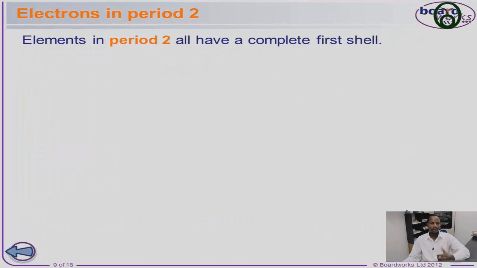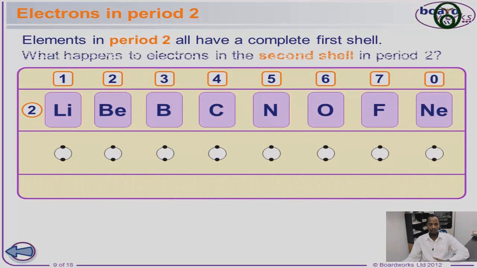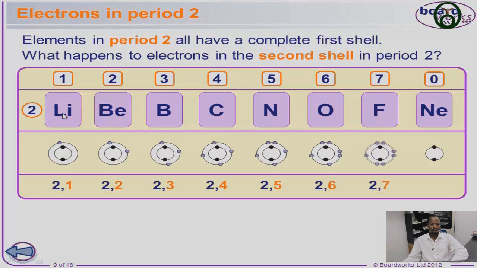Now let's take a look at electrons in period 2. What are the electrons in period 2? In period 2 we have atoms such as lithium, beryllium, boron, carbon, nitrogen, oxygen, fluorine, and neon. If you take a look at this, elements in period 2 all have a complete first shell. Why? Because the atomic number is greater than 2, like 3, 4, 5, 6, starting from lithium.